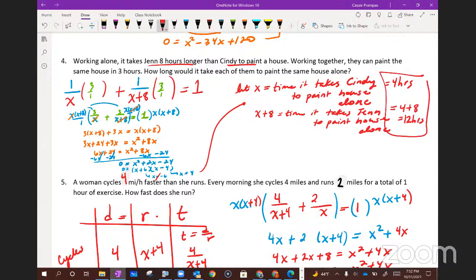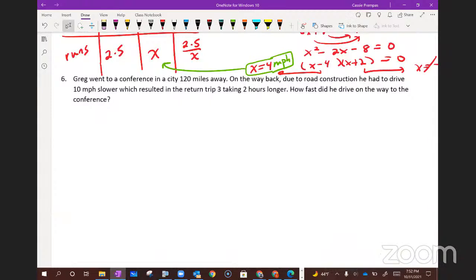All right, one more to go, guys. Greg went to a conference in a city 120 miles away. On the way back, due to road construction, he had to drive 10 miles per hour slower, which resulted in the return trip, that's a typo, taking 2 hours longer. How fast did he drive on the way to the conference?